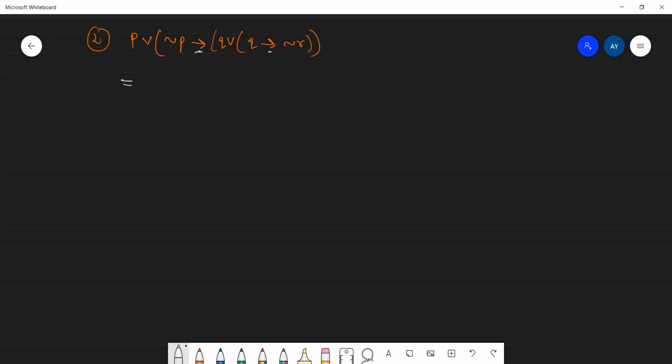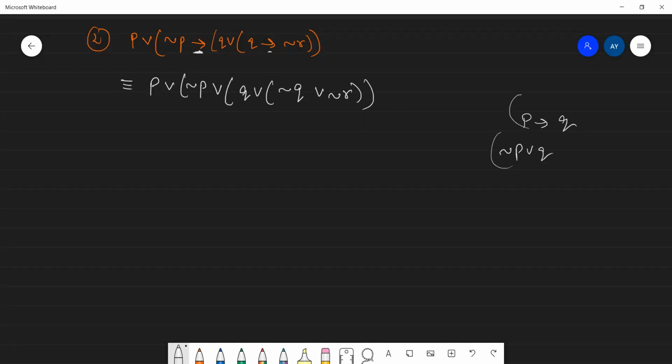So what is that? This is equivalent to P or negation P. As there is an implication, I am writing this as negation P or Q, or negation Q or negation R. Like previously, what did we write? If Q implies P, negation P or Q. In the same form, you have to write that one. And then what is the next step? You got to remove all the negations.